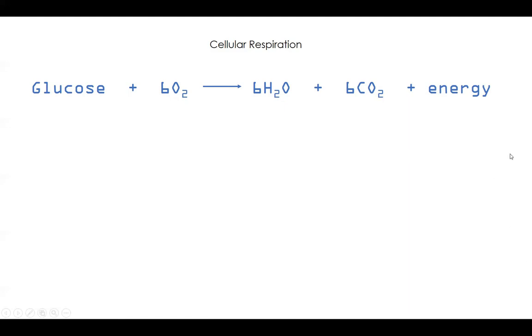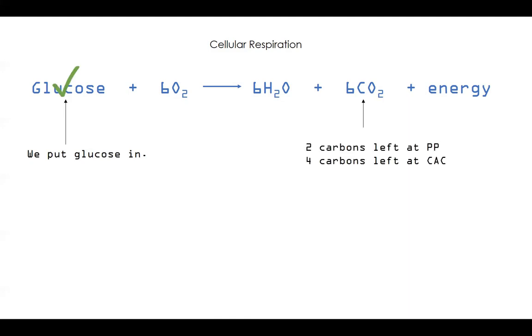So far, in our previous videos, we have seen that glucose is an input, so we can check that off. We've seen where our carbon dioxide comes from. Two of these carbons left as carbon dioxide per glucose during pyruvate processing, and an additional 4 carbons left per glucose from the citric acid cycle. This is the carbon dioxide that you exhale, the product of cellular respiration happening. So again, check that off.